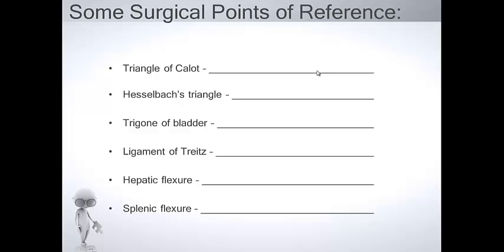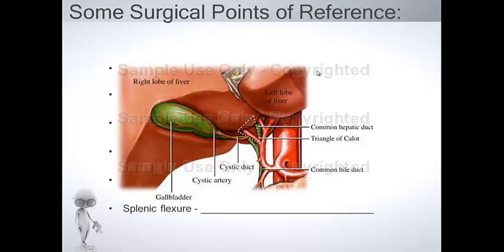The triangle of Calot is a space created by the anatomical landmarks near the gallbladder. It is created by the cystic duct, the common hepatic duct, and the inferior border of the liver. Shown here, the cystic duct is on the left side of the picture and is green. The common hepatic duct is also green, and the inferior liver is red tissue.